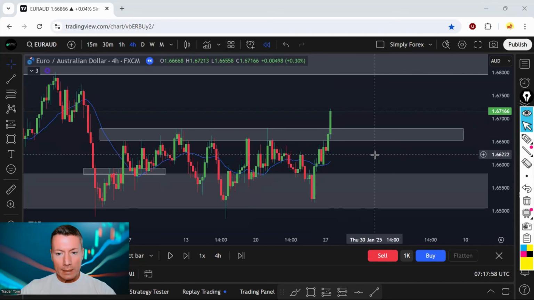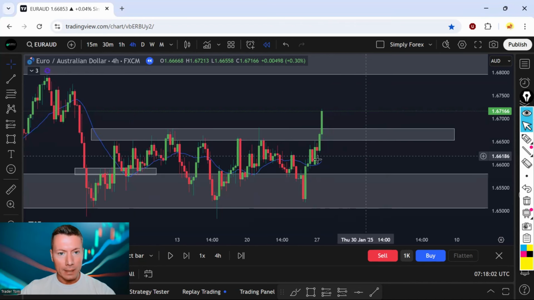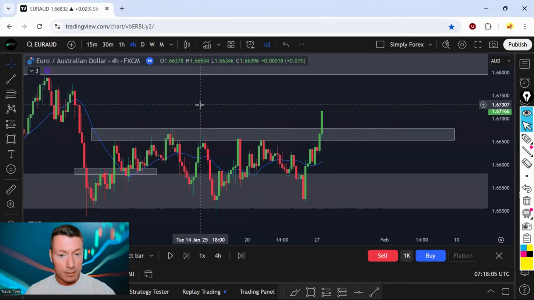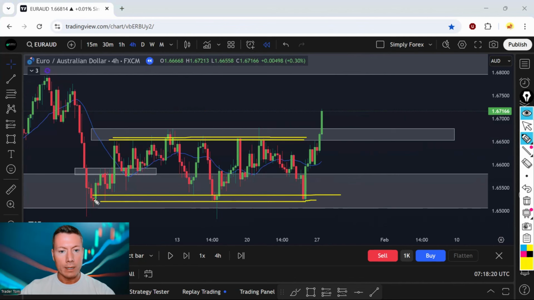Now, let's take a look at a couple of examples. So Euro Aussie dollar. This is the H4. We're going to look at a couple of different time frames, because the same's true for every time frame pretty much. So this is Euro Aussie dollar, the H4 chart. And as you can see, price was just ranging between here and here. Just pretty scruffy price action between here and here. And then eventually, bang, we get a break.